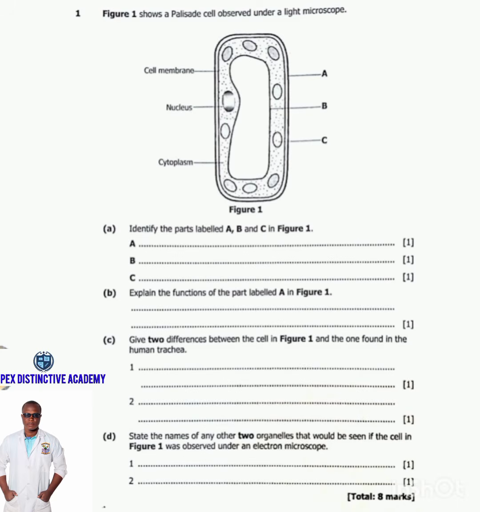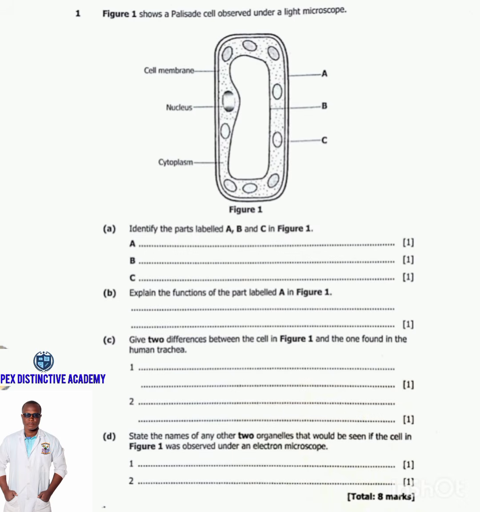Okay, welcome guys to this presentation where we are going to look at Biology 2025 Paper 2 GCE. So today we are going to look at Paper 2. We are going to start with Section A. Section A, question number 1 is saying figure 1 shows a parasite cell observed under a light microscope.